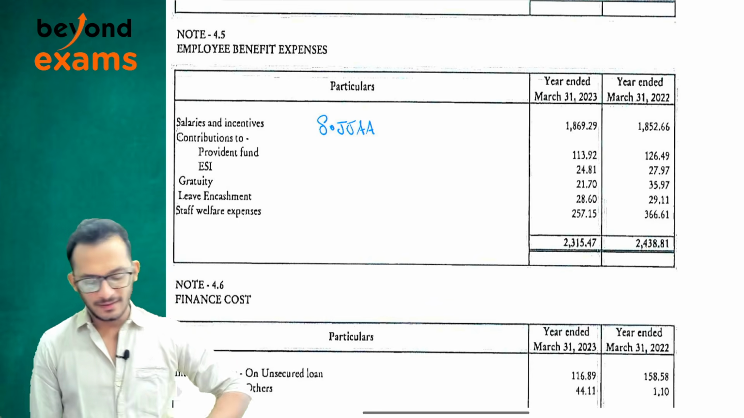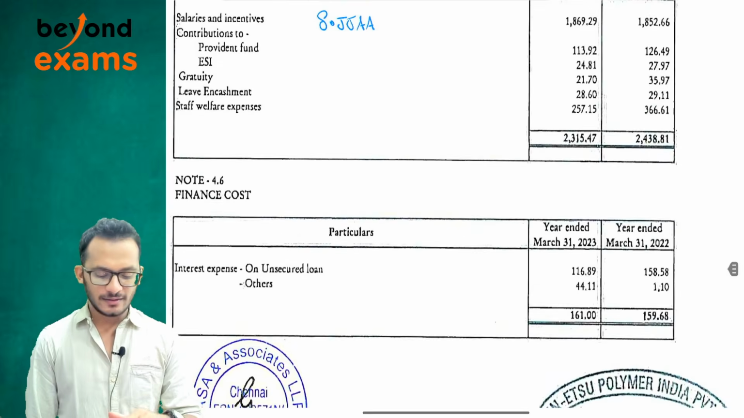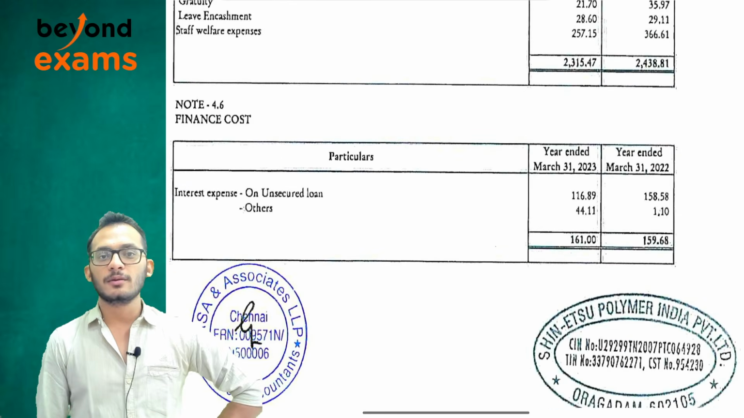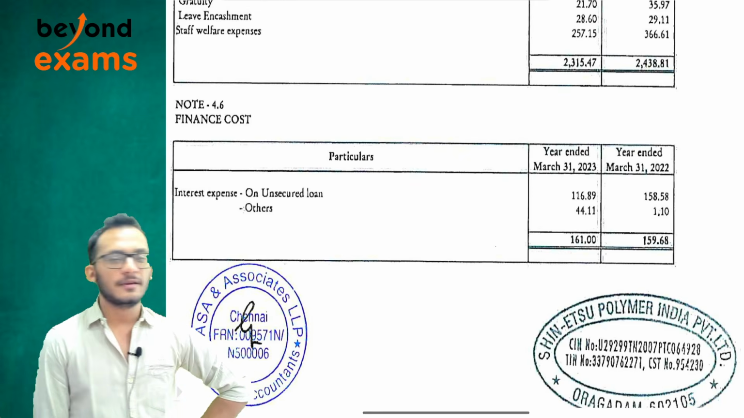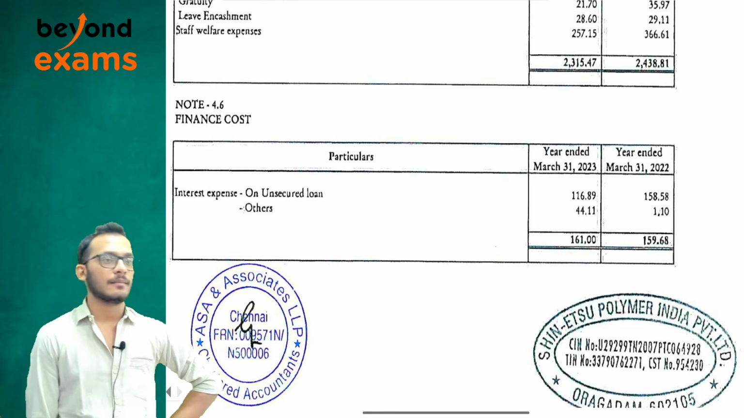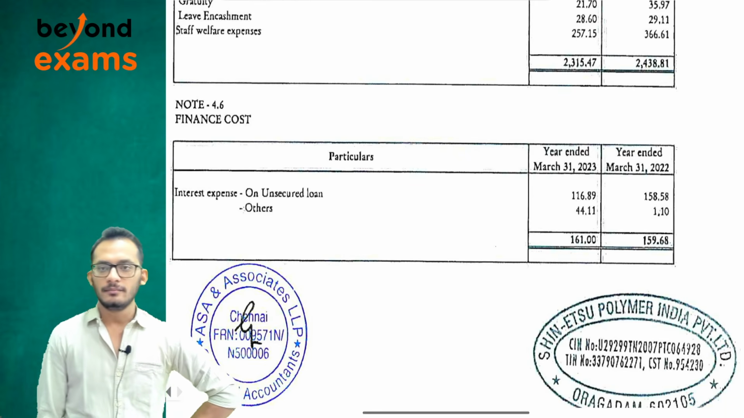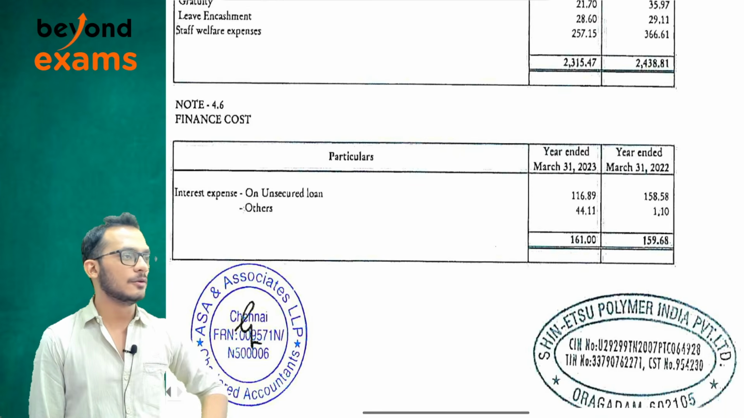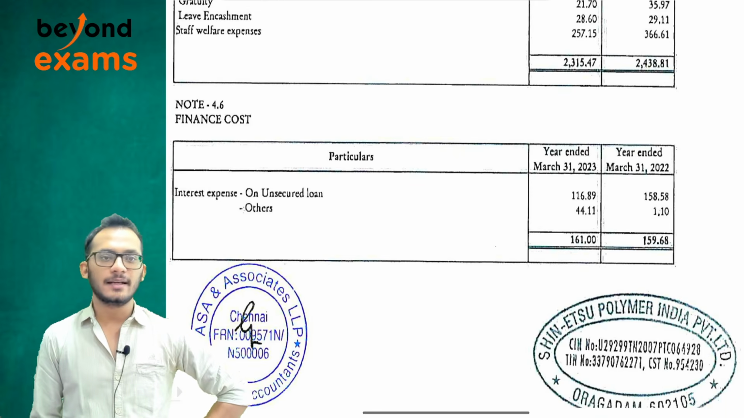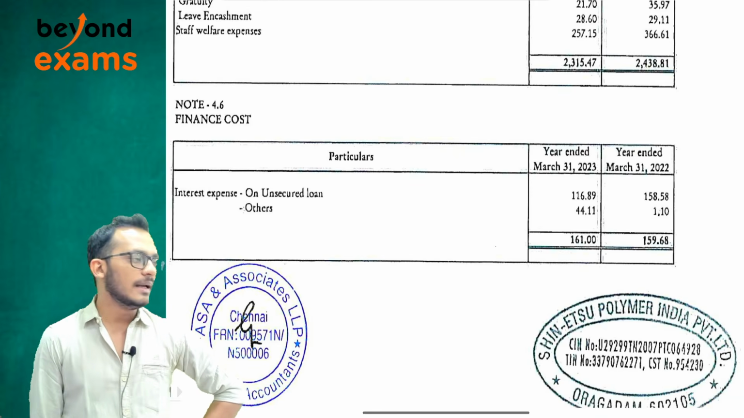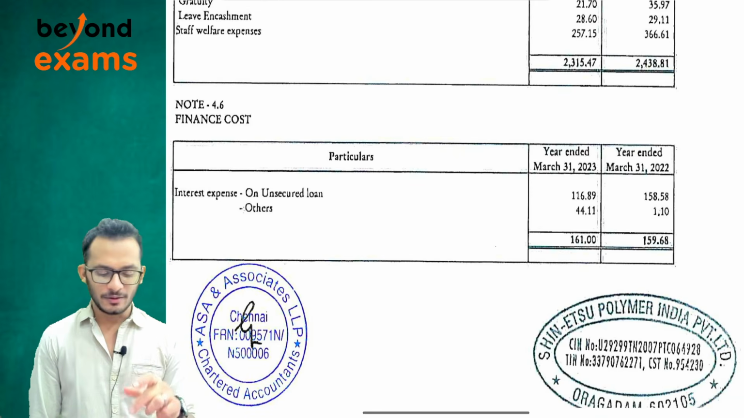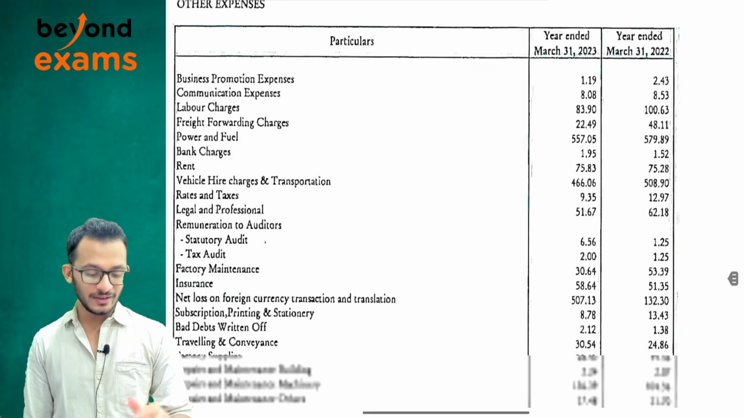Clear? Very good. Then we have finance cost. This is what I was talking about, people. When you have finance cost, unsecured loan and others, always ask the question if it is more than 1 crore. If it is more than 1 crore, you are expecting 94B. At the same time, if it is a loan taken on an asset, then I will start using borrowing cost standards to capitalize all the interest cost. That is what I'm going to do for this. Clear? Good.